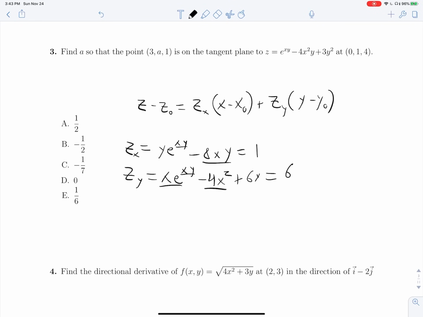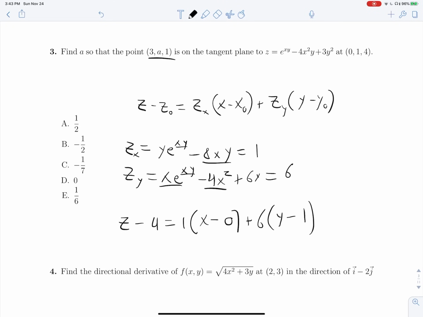So we are going to get z minus z naught, which is 4, is 1, which is zx, times x minus 0, which is x naught, plus zy, which is 6, sorry, when I said 1, I meant 6, times y minus y naught, which is 1. And so now all we're doing is plugging in 3, a, and 1 and solving.